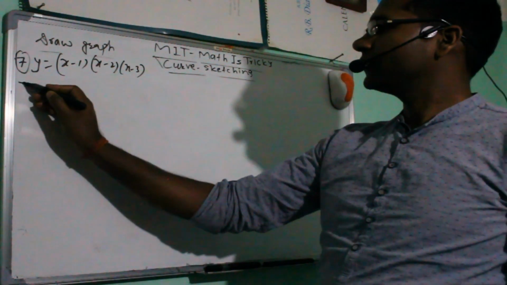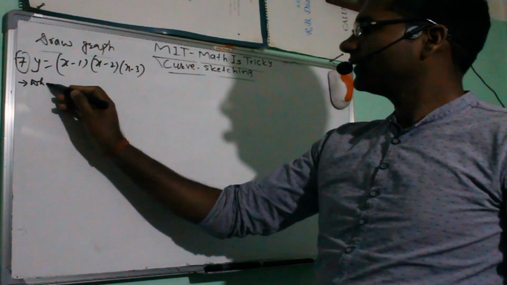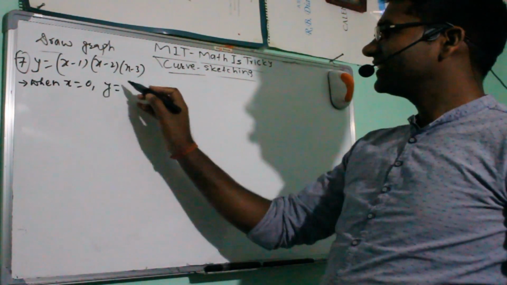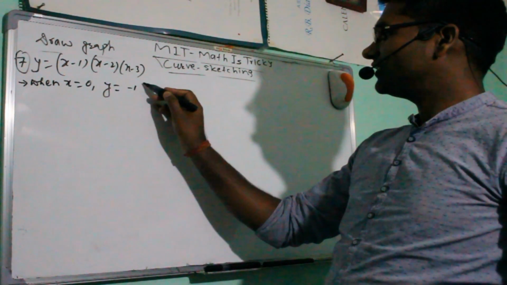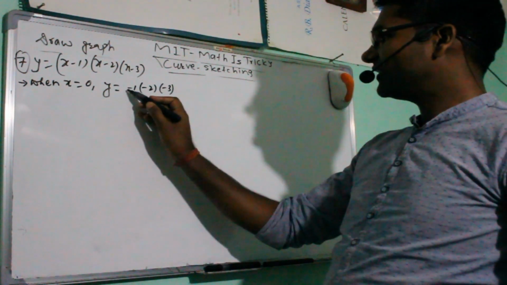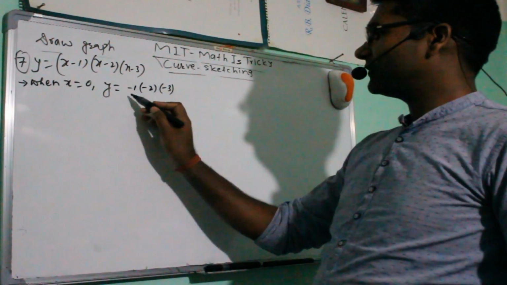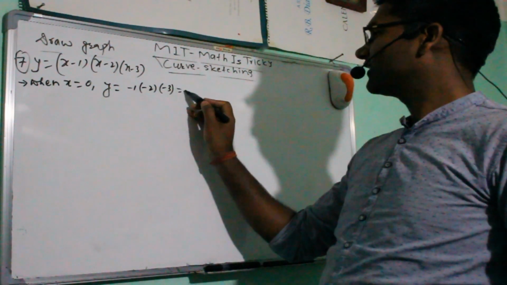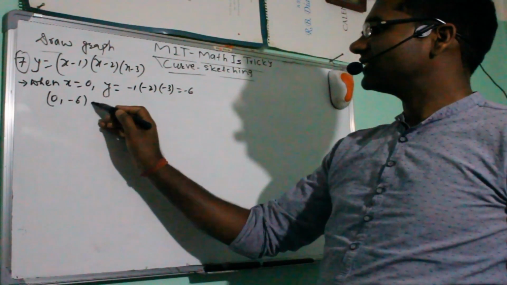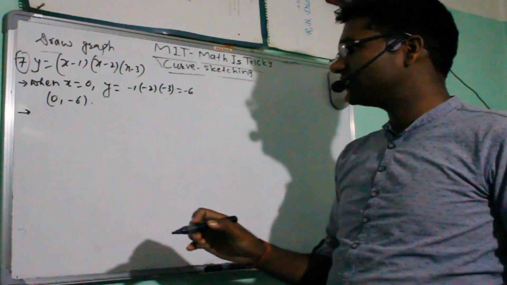Okay. So first one, when x equals 0, y equals (0 minus 1) into (0 minus 2) into (0 minus 3). So it will be simply minus 6. That means it passes through (0, minus 6). This is the first point.